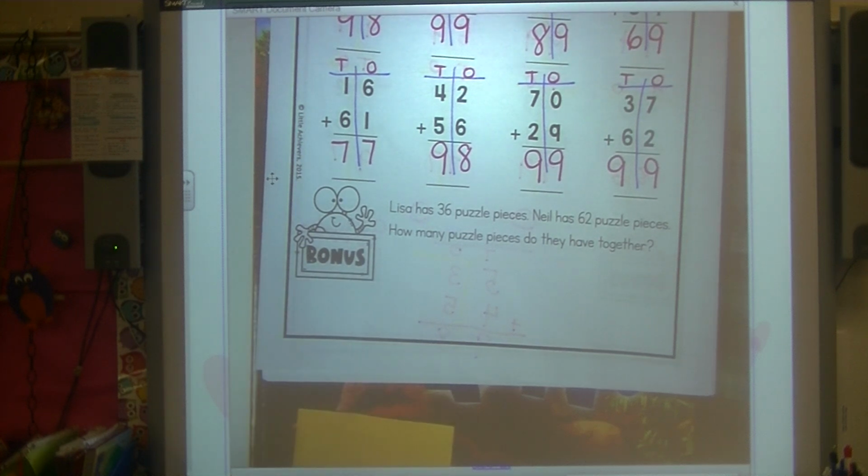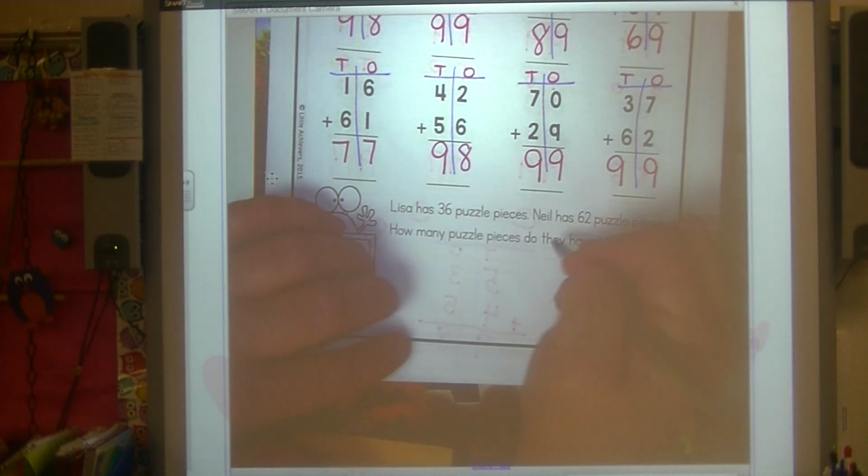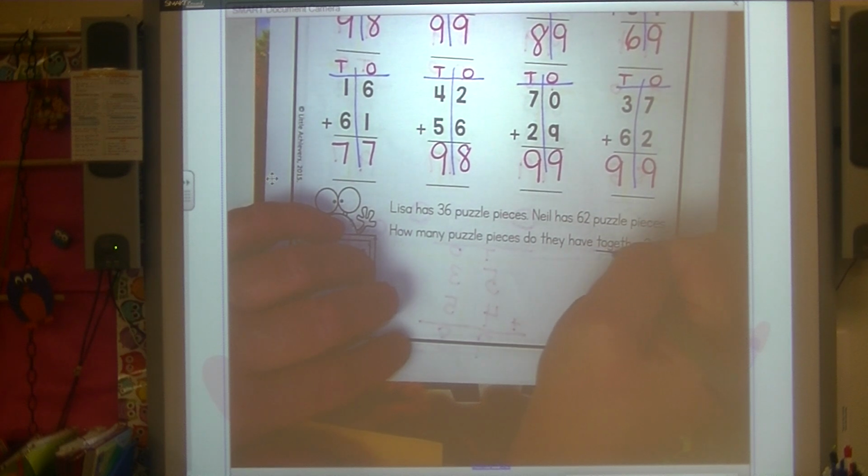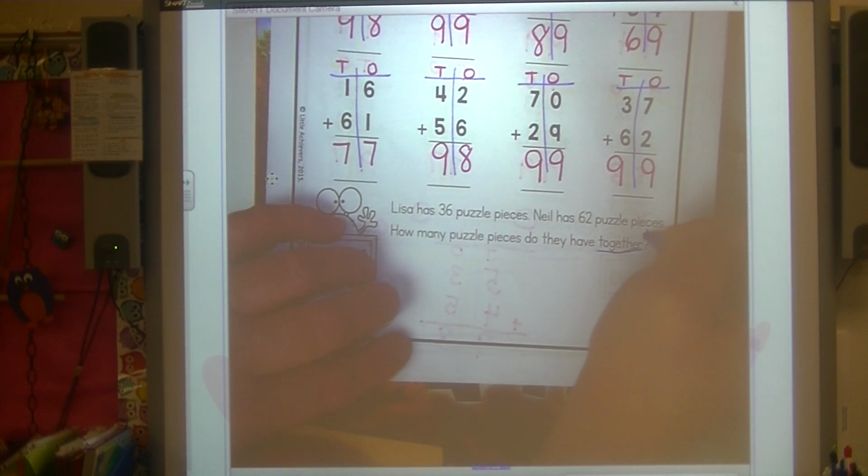All right, now I have a word problem as the bonus. It says Lisa has 36 puzzle pieces. Neil has 62 puzzle pieces. How many puzzle pieces do they have together? All right, what's my clue word? Together. Together means to add.